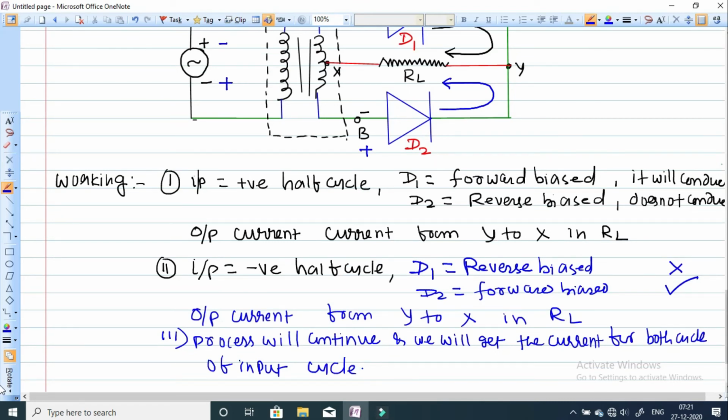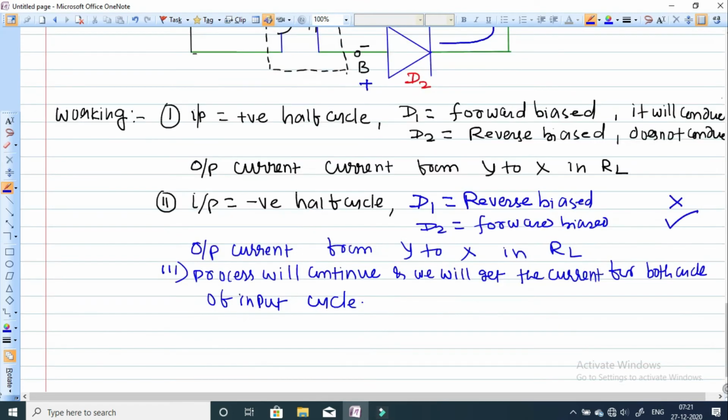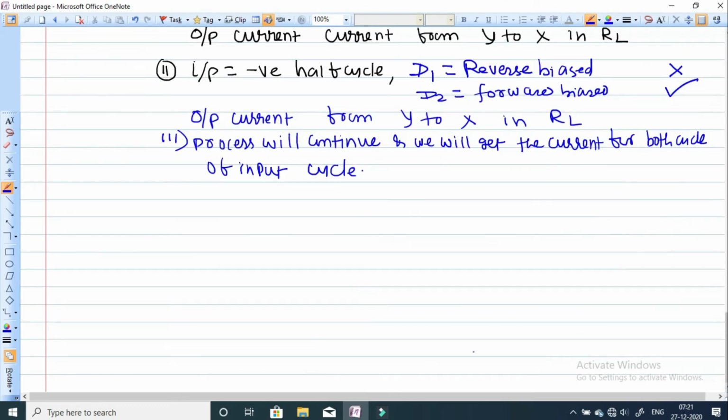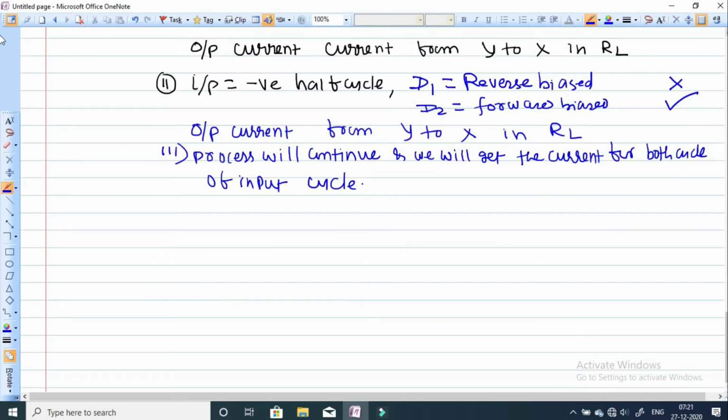Now we will see the waveform. So this is the working of the full wave rectifier. Now we will see the waveform, input waveform and output waveform. So we are going to draw the waveform now.